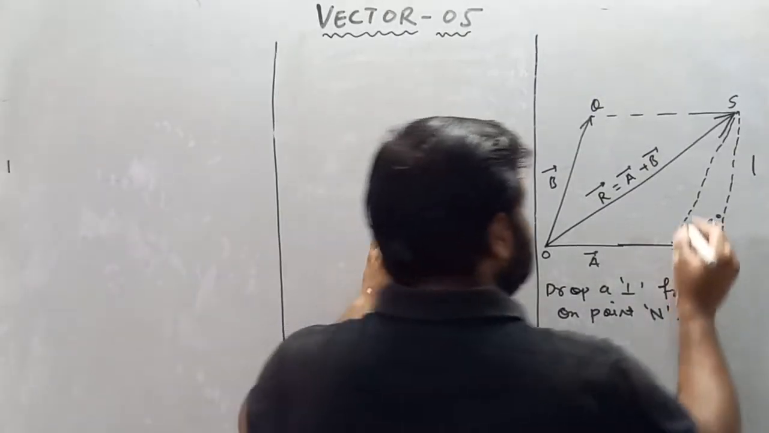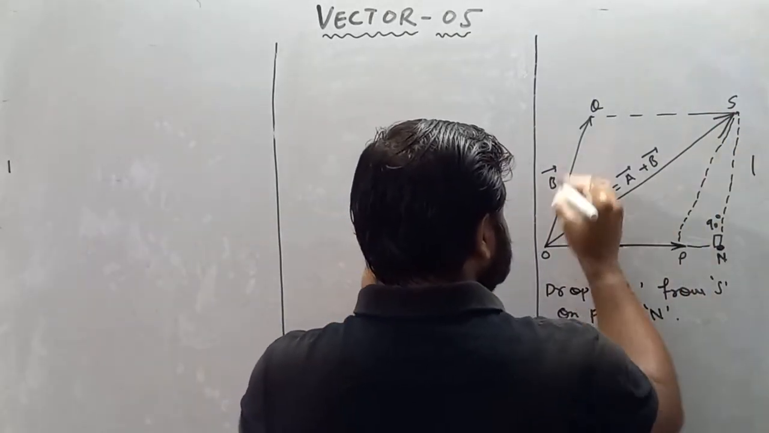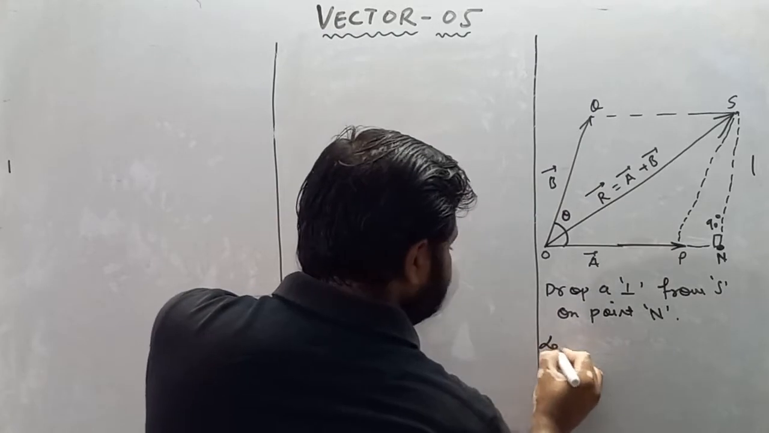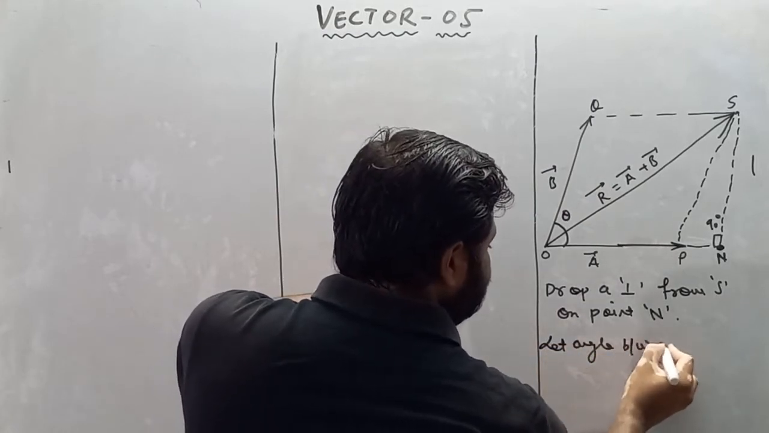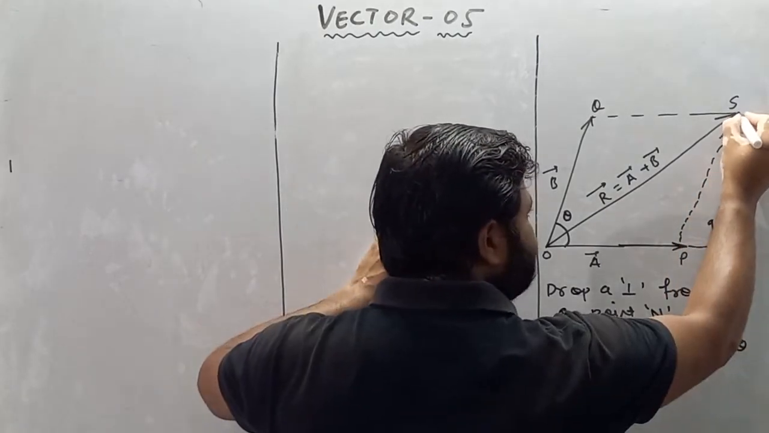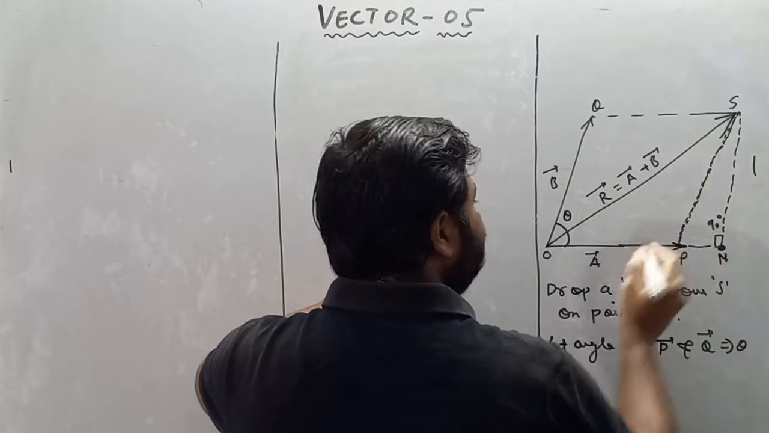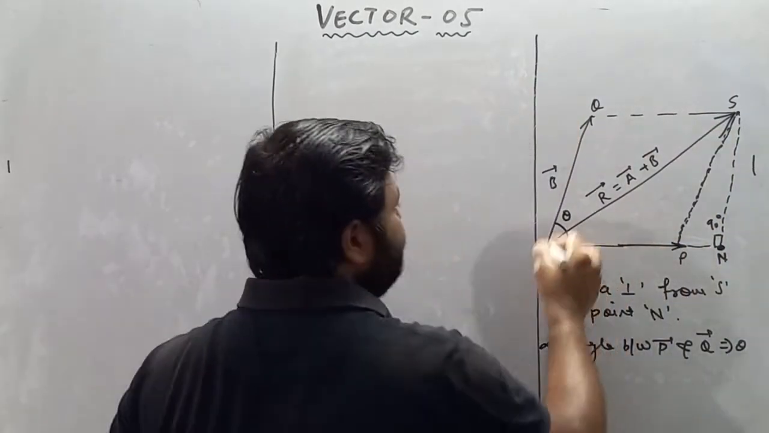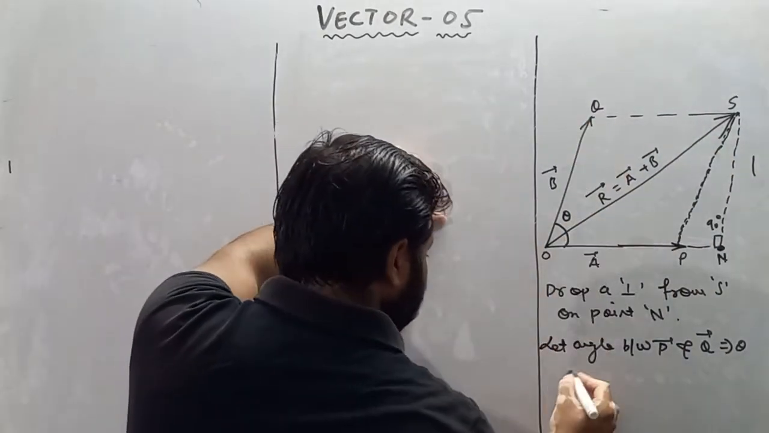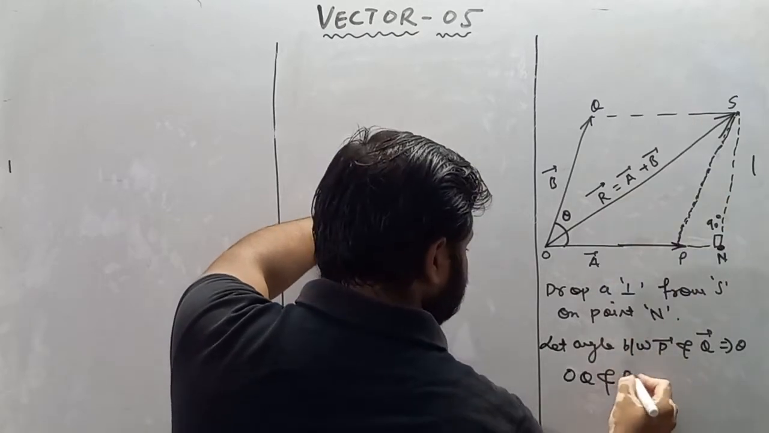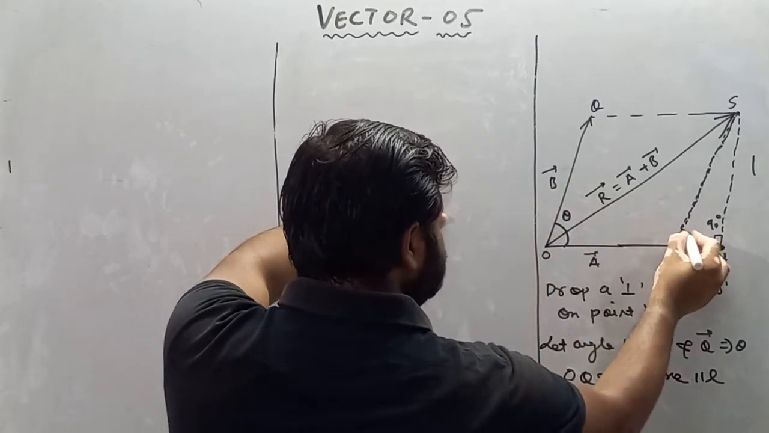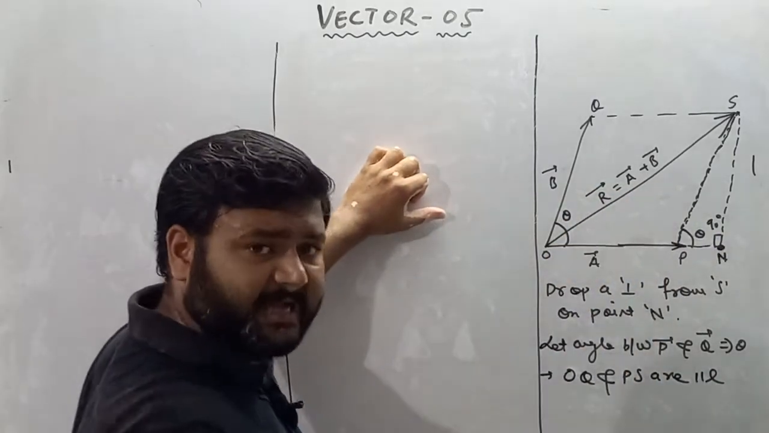Now see, my dear student, let's suppose the angle between P vector and Q vector is theta. If you observe exactly, you will see that this line and this line, I mean OQ and PS, are parallel to each other. So I'll write here OQ and PS are parallel. So if this angle is theta, then this must also be equal to theta.